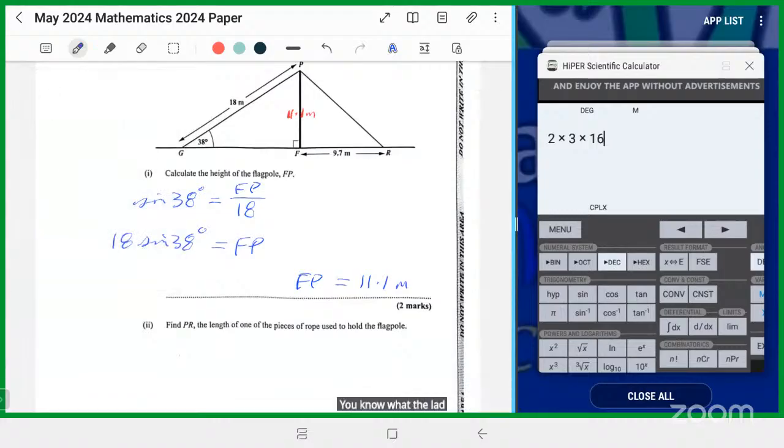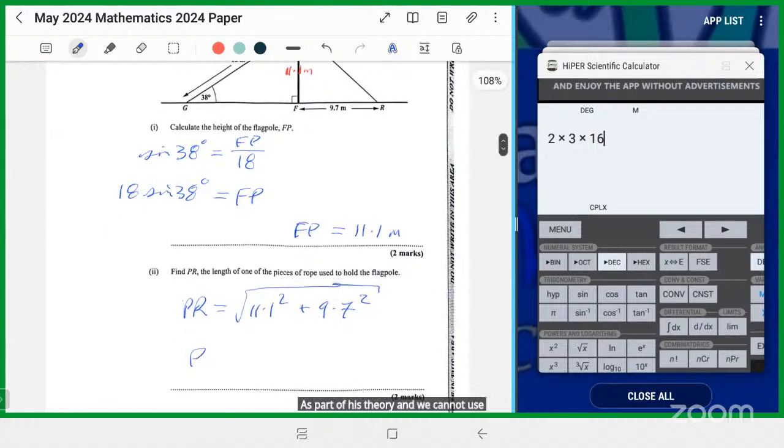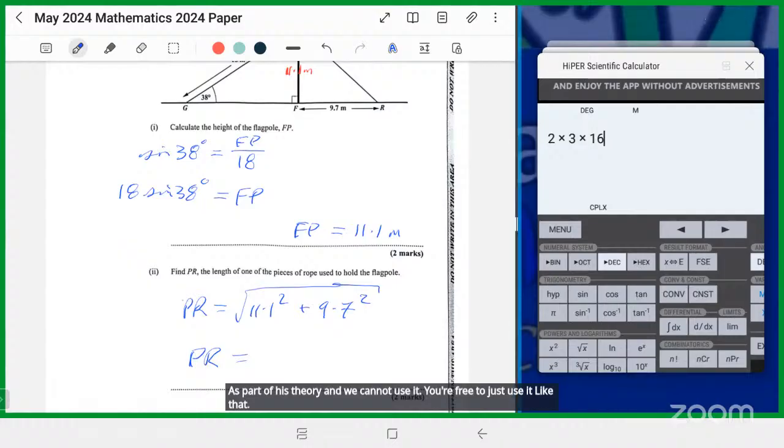Everybody must know Pythagoras' theorem. The PR becomes the square root of the 11.1 squared plus 9.7 squared. That's Pythagoras' theorem. You can just use it. You're free to just use it like that. All right? And that is it.